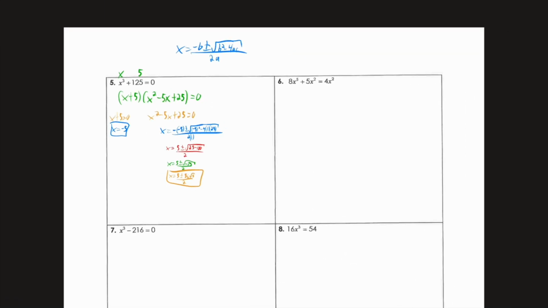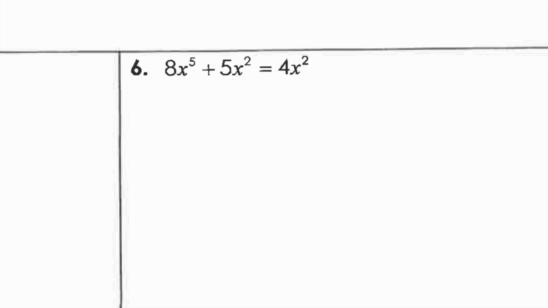All right, moving on to number 6. I'm going to set this equal to 0 by subtracting 4x squared. That combines with 5x squared to get me 8x to the 5th plus x squared equals 0. My GCF is x squared. Always look for 1, and I have 8x cubed plus 1 equals 0.